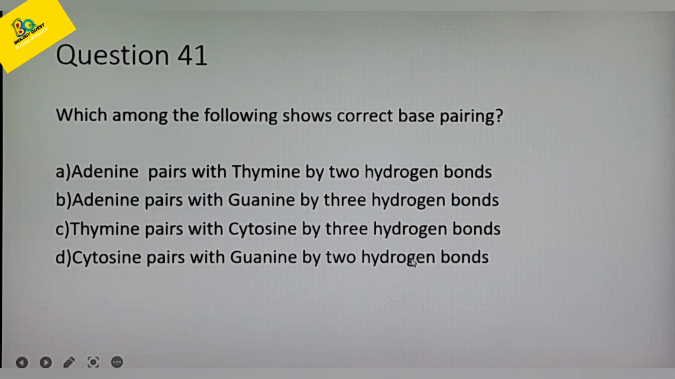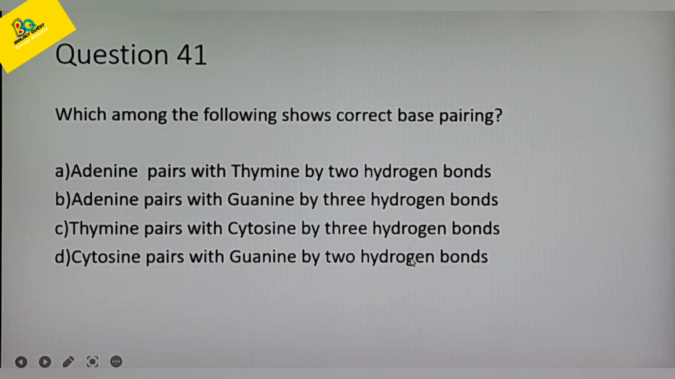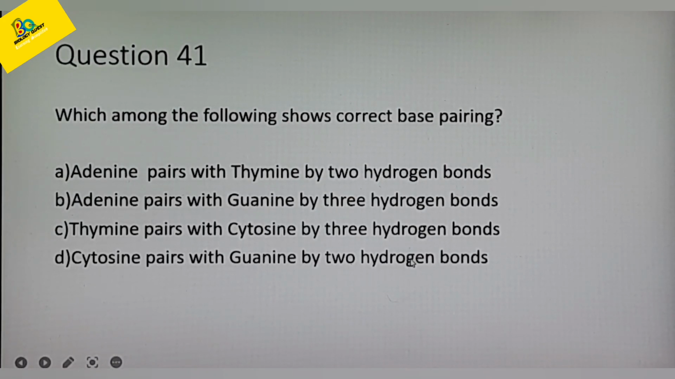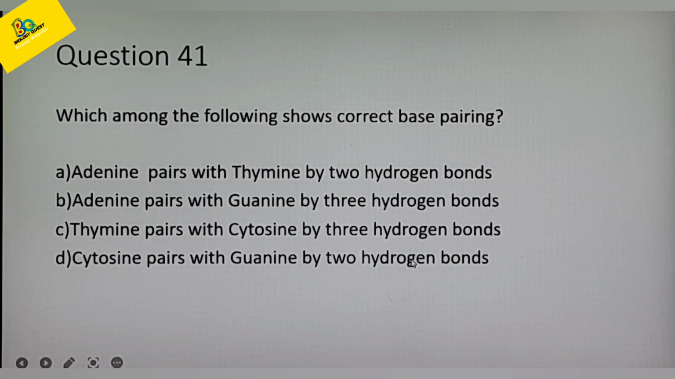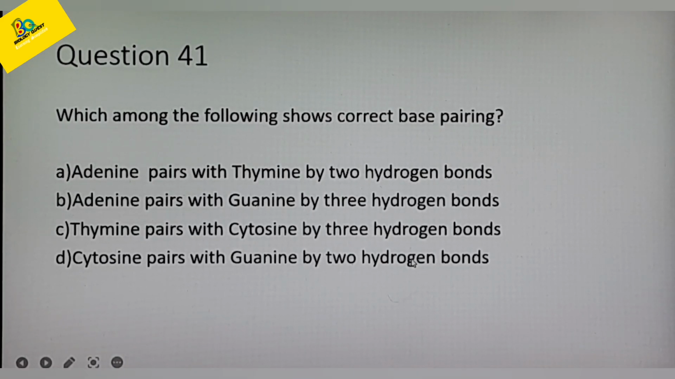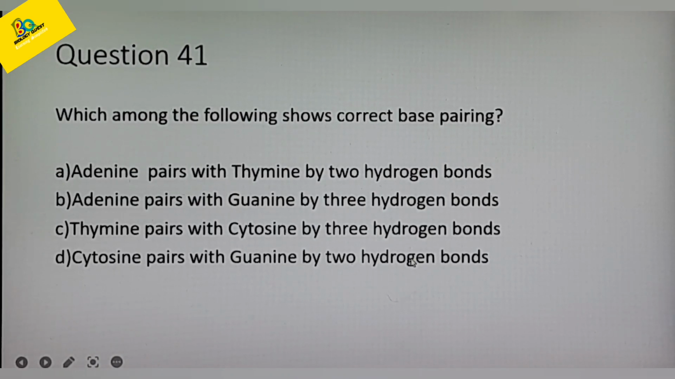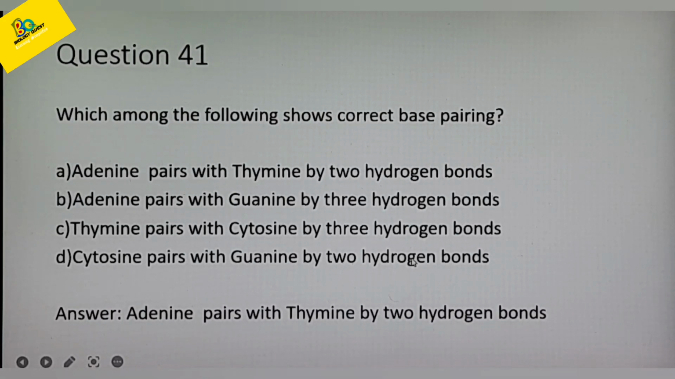Adenine always pairs with thymine, and cytosine always pairs with guanine. But look at the bonds formed between the nitrogen bases. Adenine and thymine pair by 2 hydrogen bonds, whereas cytosine and guanine pair by 3 hydrogen bonds. So the correct answer is option A. Adenine pairs with thymine by 2 hydrogen bonds.